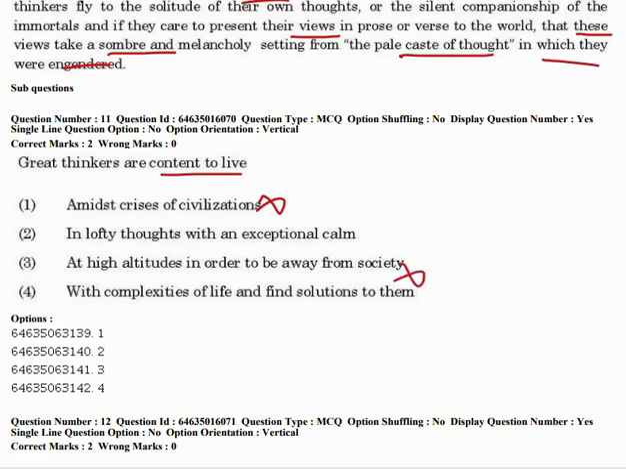Grappling with the complexities of life and finding solutions to them. This is also wrong. The second one will be it.